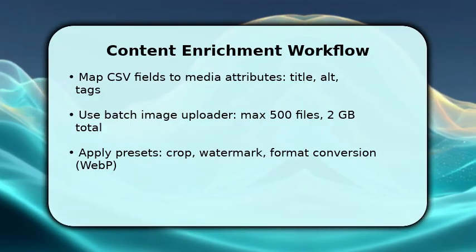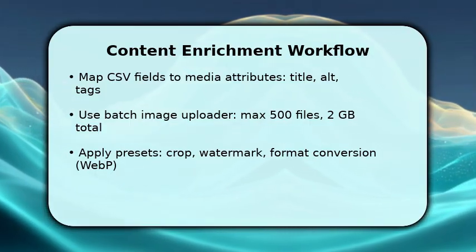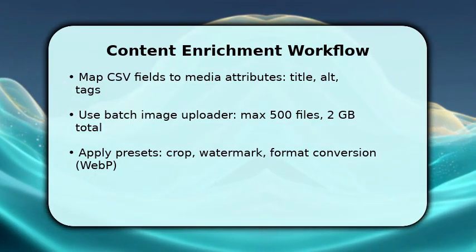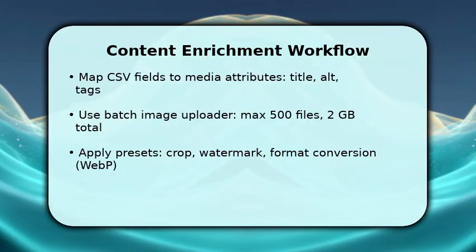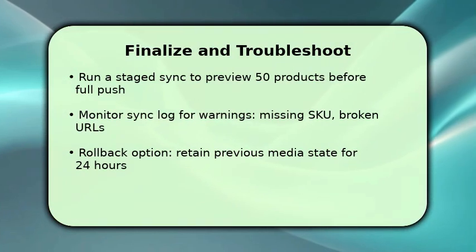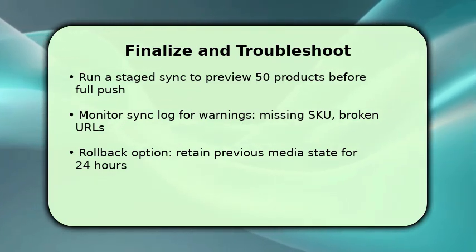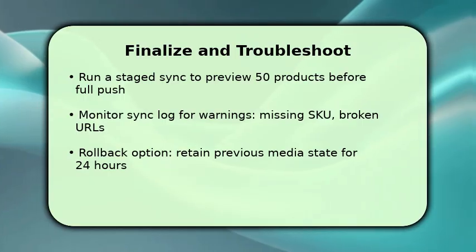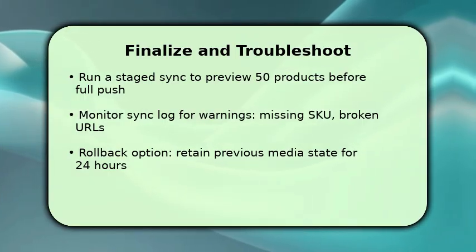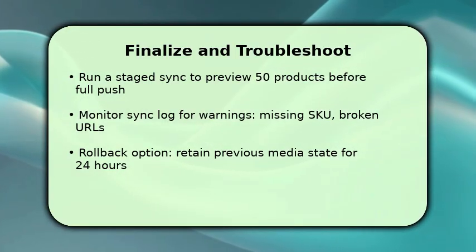As you work, preview changes in the staging view and approve a subset before pushing live, so you finish by running a staged sync to preview 50 products so you confirm how assets appear on product pages. After that, execute the full sync and monitor the live sync log for warnings like missing SKU or broken URLs.